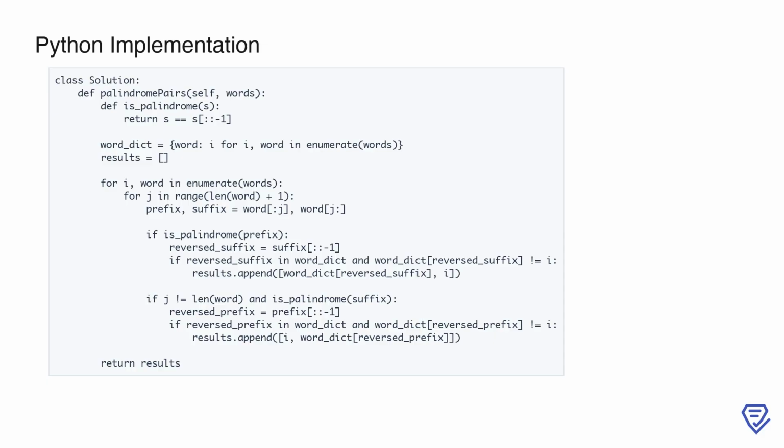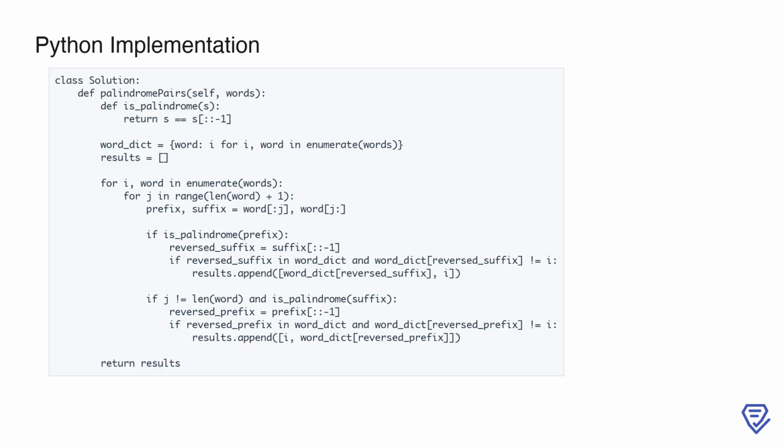3. Iterating through words. The main loop iterates over each word in the input list. For each word, the function splits it into all possible prefix and suffix combinations by iterating through its length. 4. Checking prefix palindromes. If the prefix is a palindrome, the function checks if the reverse of the suffix exists in word_dict. If so, it implies that the reversed suffix combined with the current word forms a palindrome. 5. Checking suffix palindromes. Similarly, if the suffix is a palindrome, the function checks if the reverse of the prefix exists in word_dict. This ensures that the palindrome is identified when the concatenation happens in the opposite order.